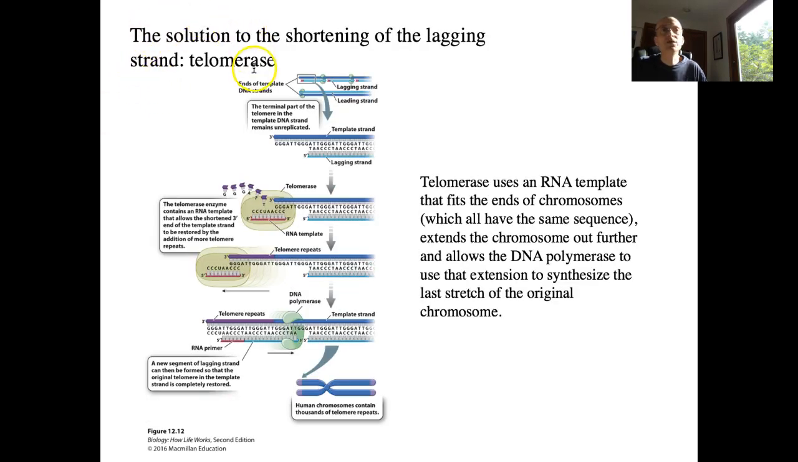So the solution to this problem is an enzyme that's called telomerase. Telomerase is not needed for the replication fork itself, so it's not part of the regular DNA replication. It's only at the end of the chromosomes. Telos in Greek is the end, the final goal. Remember telophase, right? That's the end goal, the last phase. So telomerase is the enzyme that finishes the end of the chromosomes.